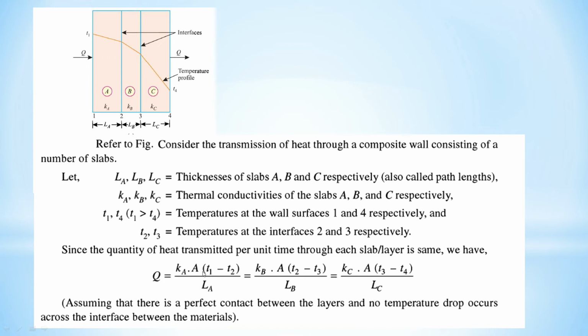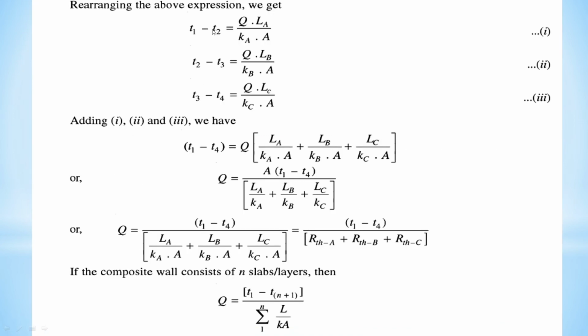So from this equation we make the subject the temperature difference: T1 minus T2 for the first term, T2 minus T3 for the second term, T3 minus T4. So we are getting another three equations from the previous equation. T1 minus T2 equals Q into La upon Ka into A. Same for the second equation, T2 minus T3 equals Q into Lb upon Kb into A. Same for T3 minus T4 equals Q into Lc upon Kc into A.